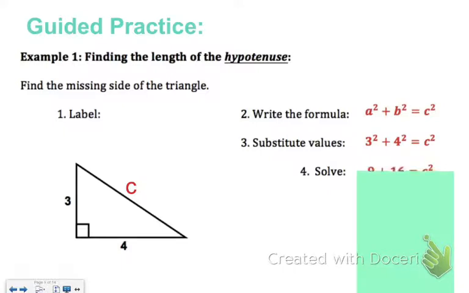So now we're going to solve for C. So 3 squared gives us 9, 4 squared gives us 16, and we still have C squared on the right-hand side. So to solve, or to get C by itself, we're going to add 9 and 16 to get 25. And the square root of 25 is going to give us the answer for C. So since 5 times 5 is 25, the value of C, or our hypotenuse, is 5. So we've gone ahead and applied the Pythagorean theorem to find the hypotenuse of a right triangle.